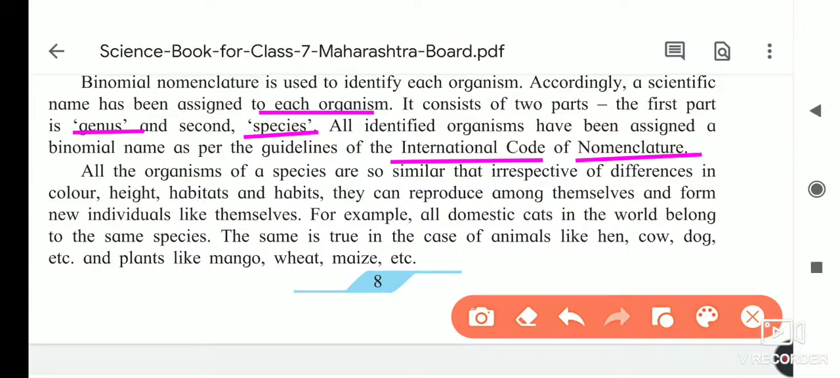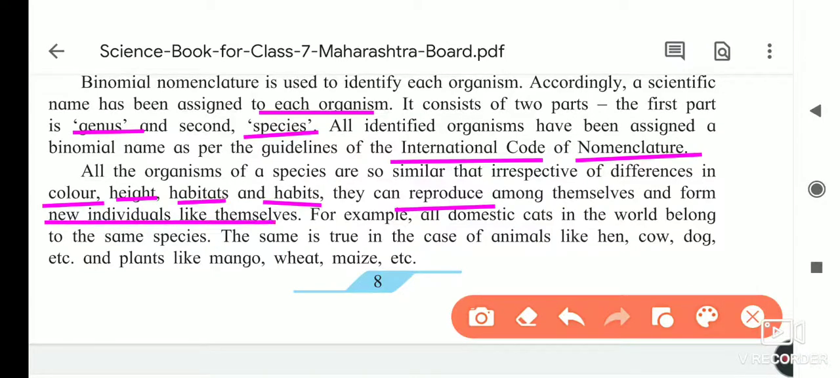All the organisms of a species are similar, irrespective of differences in color, height, or habitats, meaning whether they live in water, land, or air. These are the habitats and habits. They can reproduce among themselves and form new individuals like themselves. They produce young ones like themselves, and this is called reproduction.